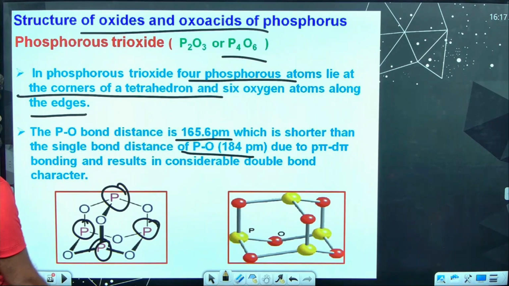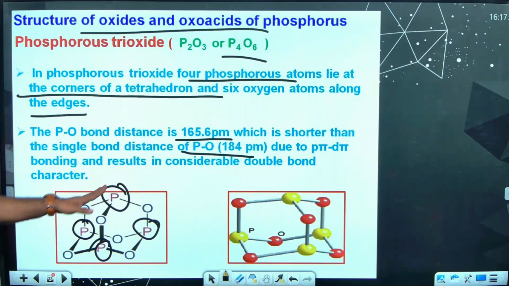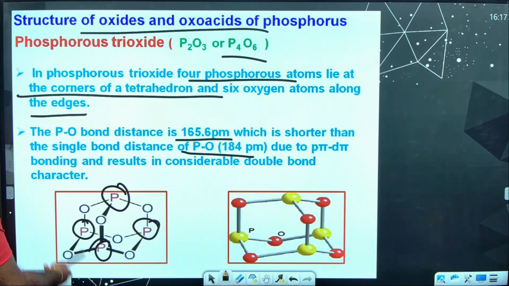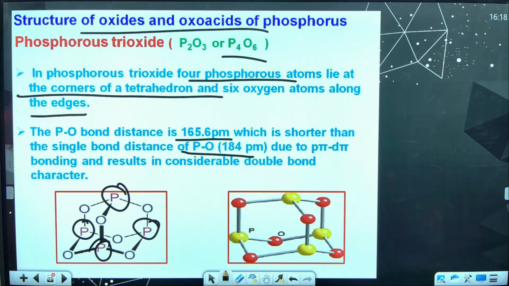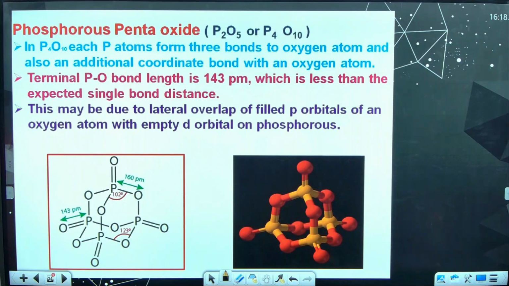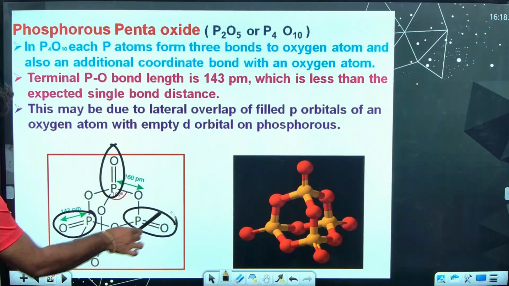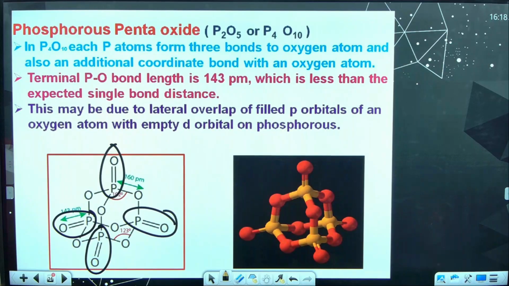This is because there is a pi bonding between the p orbital and d orbitals of phosphorus and oxygen. The vacant d orbital on phosphorus and the p orbitals on oxygen form a pi bond. So there is a decrease in the bond distance. You can see here in this double bond, wherever P double bond O is, this is where the d pi and p pi bonding takes place.